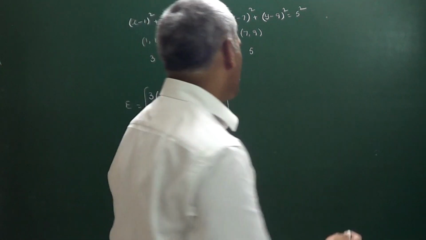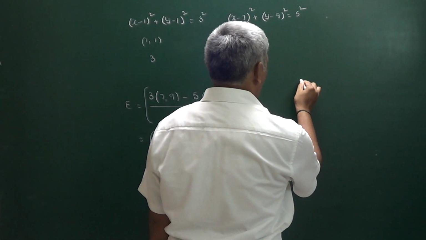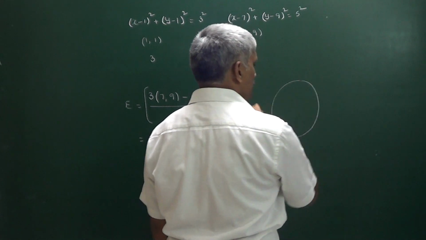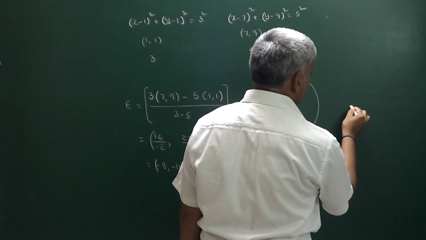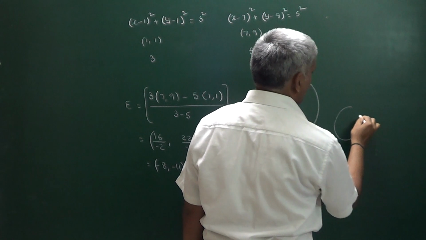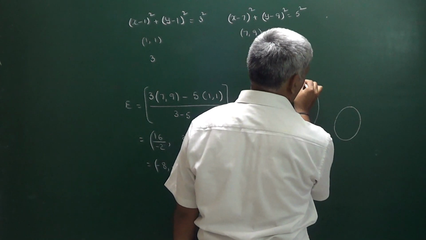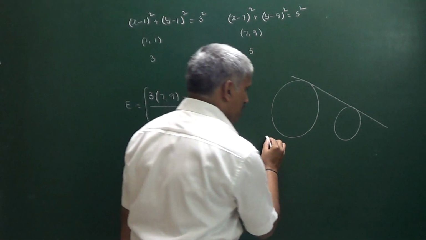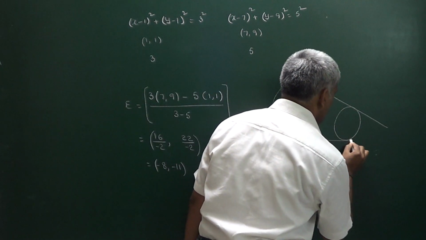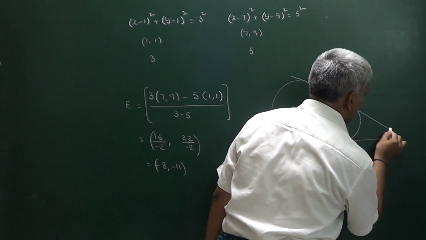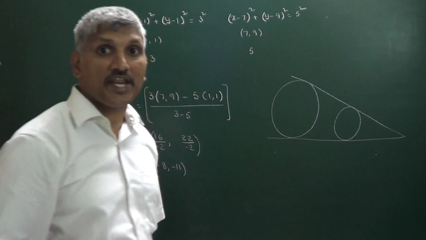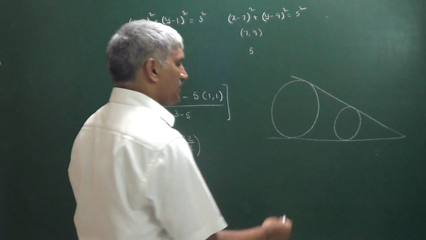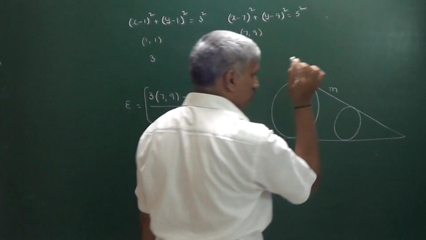So in the same question, we got the external center of similitude. Now he is asking to find the sum of the slopes of the direct common tangents. Let us say this is one direct common tangent and this is another direct common tangent. He is asking for the sum of the slopes of these two. Let us say the slope of this line is m.